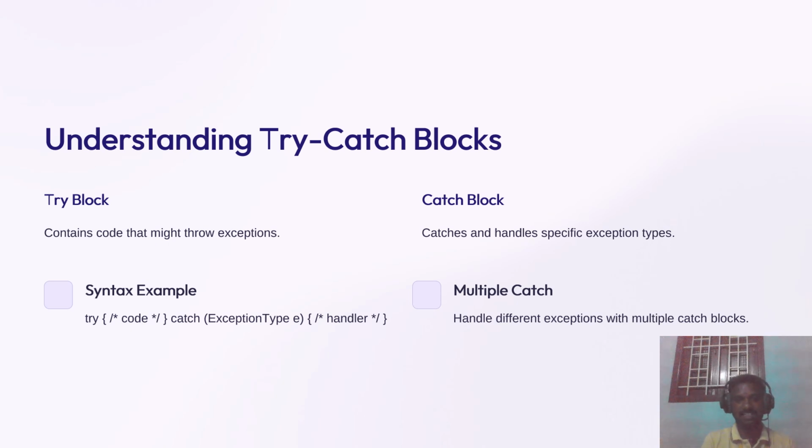Okay, so in this slide, we are going to understand what is meant by try and what is meant by catch. What is a try block? It contains the code that might throw an exception. The catch block catches and handles specific exception types. For example, in the try block, we give the code. In case any error comes, then automatically the statements inside the catch block are executed. If the try block doesn't have any errors, the statements inside the try block are executed.